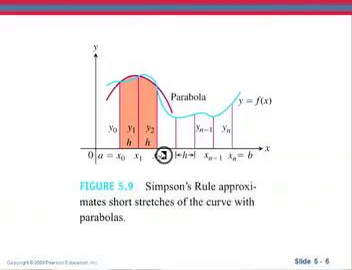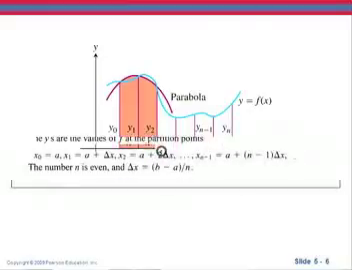Now, to continue our discussion of numerical integration, we want to talk about Simpson's rule. Simpson's rule approximates by using short stretches of the curve with parabolas. Okay, so we estimate the area using parabolas. Remember the trapezoidal rule, of course we use trapezoids, and we looked at using rectangles, but Simpson's rule uses parabolas.